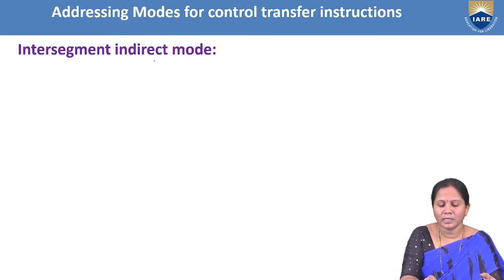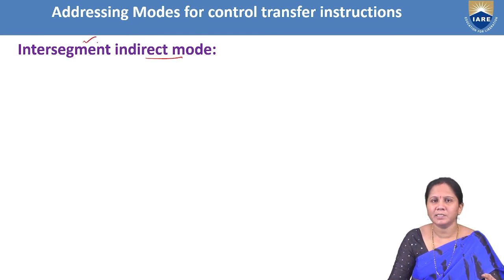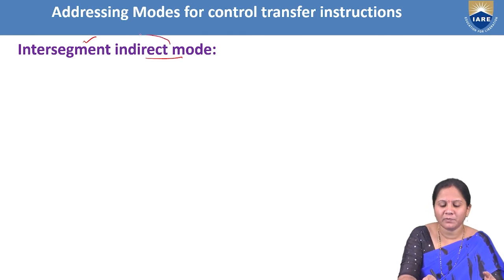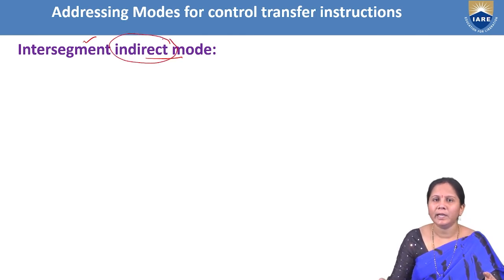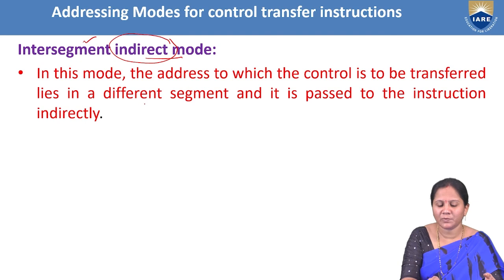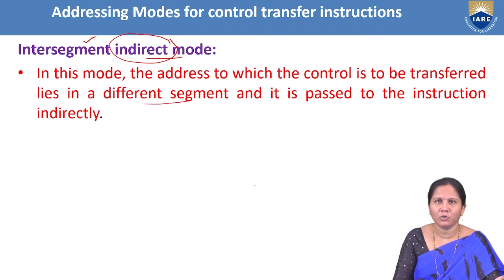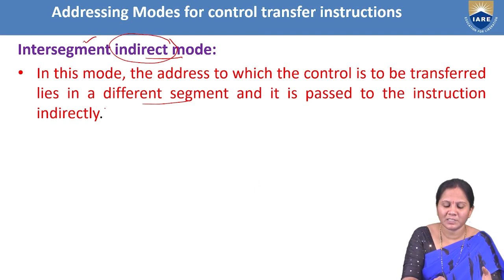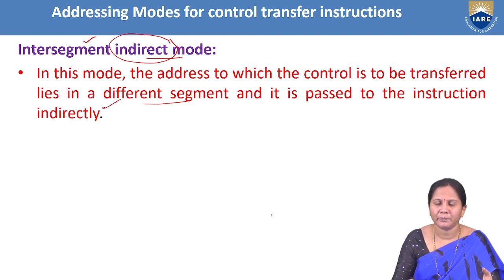Now, intersegment indirect mode again. Intersegment here again represents out of the segment only, and that specified address will be represented in the indirect manner. In this mode, the address to which the control is to be transferred will be in a different segment, as we know, because it is intersegment, and that particular segment address will be specified as a part of an instruction, but it will be specified in the indirect manner.